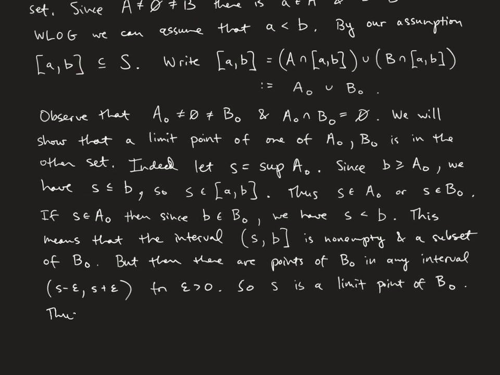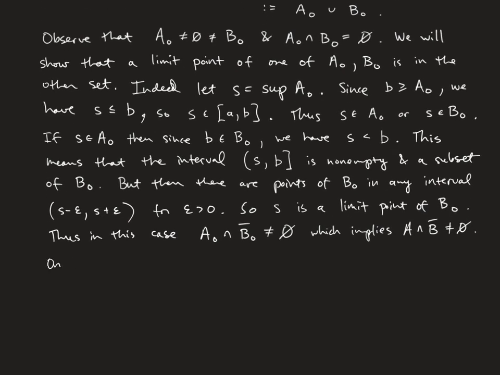Thus, in this case, A naught has a limit point of B naught. So we have A naught intersect B naught bar is not the empty set, right? So this is not equal to the empty set, which implies that A intersect B naught is not the empty set, because this set contains this one.